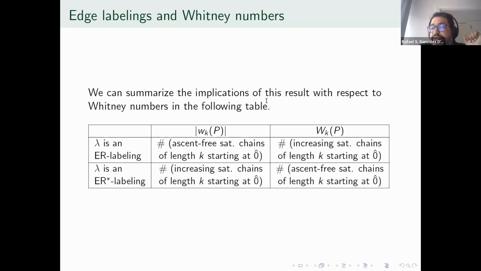In terms of the Whitney numbers, we can rephrase this theorem like this. If you have an ER labeling, the Whitney numbers of the first kind are counted by saturated non-increasing chains from the bottom, but the Whitney numbers of the second kind are counted by increasing chains, because the increasing chain is unique, so every element is actually recorded by its increasing chain. If you have an ER star labeling, now the Whitney numbers of the first kind are counted by increasing chains, and the Whitney numbers of the second kind are enumerated by non-increasing chains.